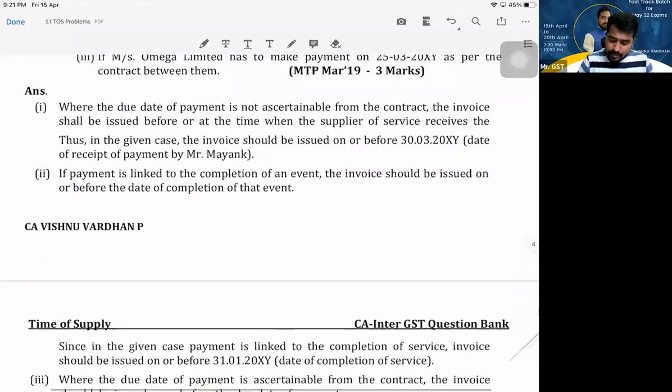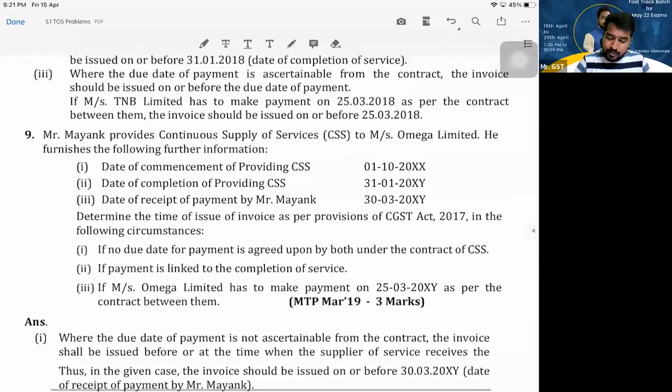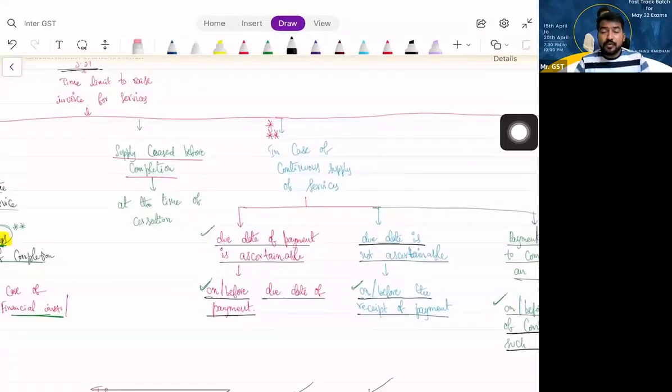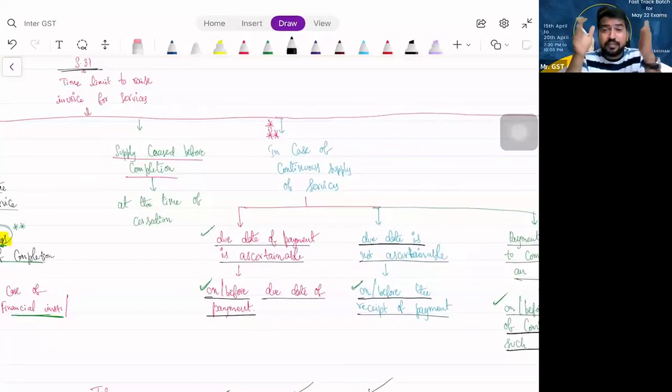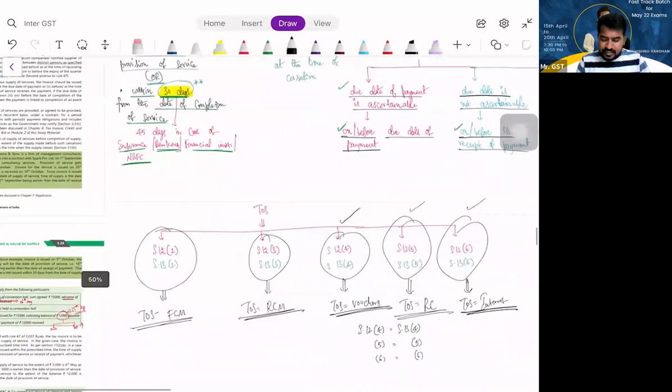So we are done with section 31, time limit to raise invoice for services. What is it that we have to discuss? We have to discuss time of supply for services. Correct. Guys, are you understanding? First we discussed section 31, then section 12. Next, after section 31, we have to discuss now section 13. Hope you are clear with the differences between section 31 and 12 and 13. Yes, sir. Right. Okay. Now, if you see, same story here.